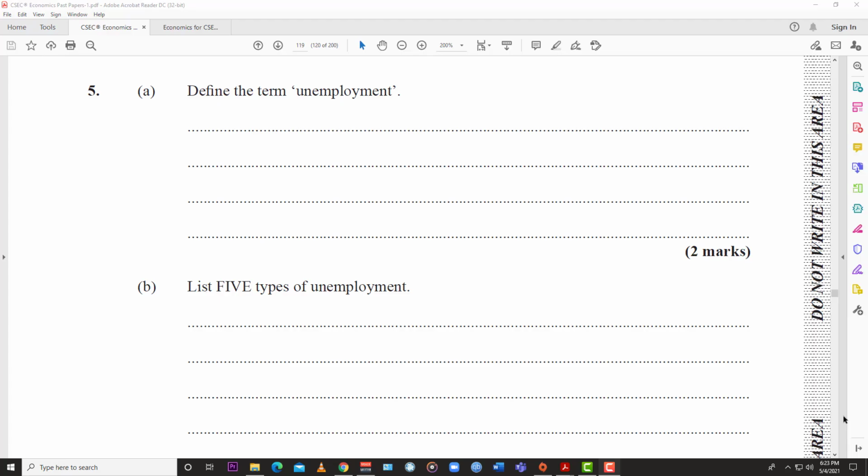Welcome back to Learn SKN, and today we're going to continue looking at the May-June 2017 CXC Economics Paper 2. We looked at Paper 3, Question 3 and 4 last time, and so we're going to be looking at Question 5. 3 and 4 were shorter form questions. They were 15 marks each, but 5 and 6 are going to be 20 mark questions, a little longer.